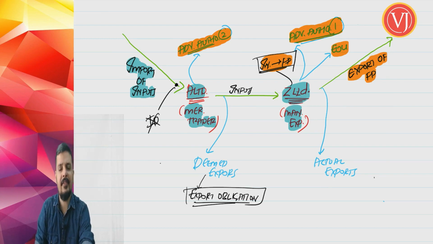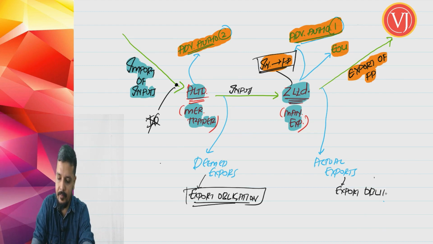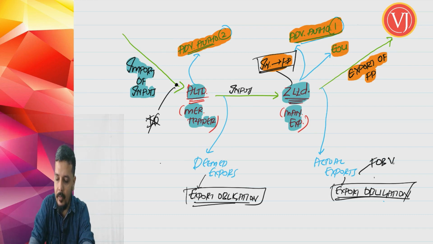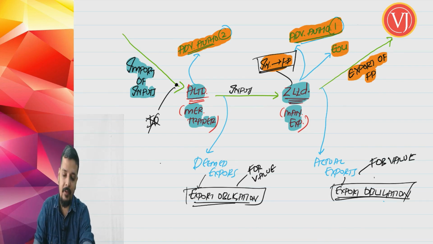Right. Obviously, for Z Limited, export obligation is actual exports. The difference is, when you talk about your actual exports, you take into account FOB value. When you talk about deemed exports, if you remember, in export obligation, you also consider FOR value, because even deemed exports is included.